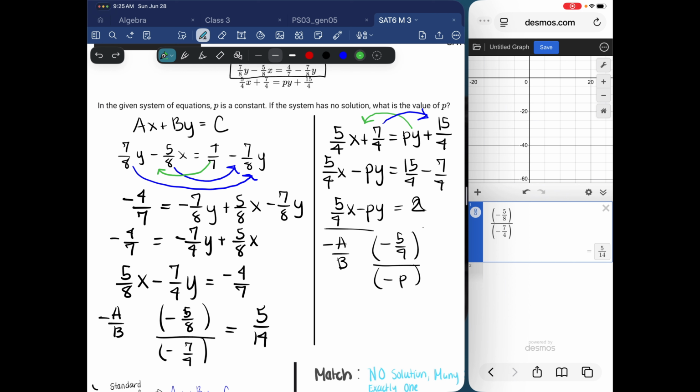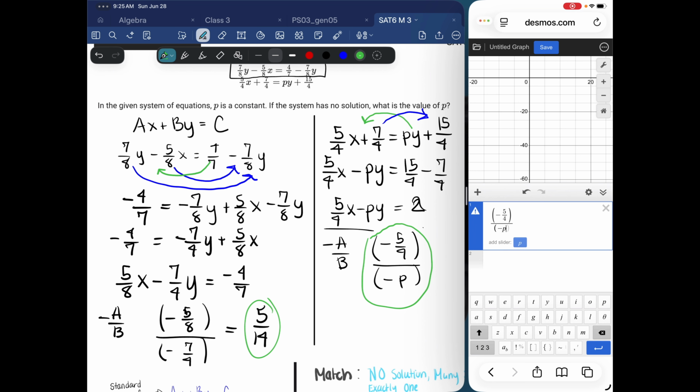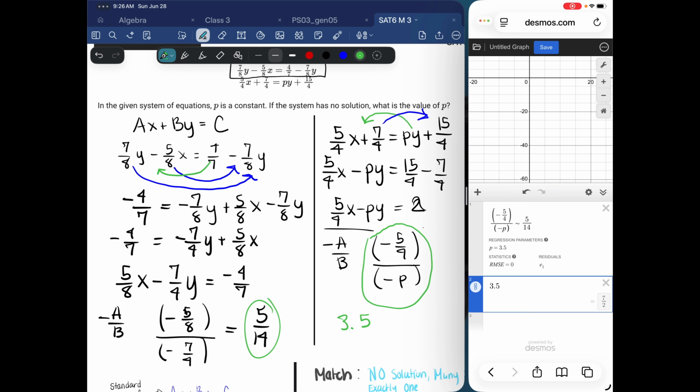Now I'm just going to set the slopes equal to each other because that's the meaning of no solution. So I know 5 over 14 is equal to negative 5 over 4 divided by negative p. And if I just solve that, it's equivalent to 5 over 14. My p is 3.5. If you want the decimal version, type in 3.5 and then convert it to a fraction. So it's 7 over 2, or 3.5.